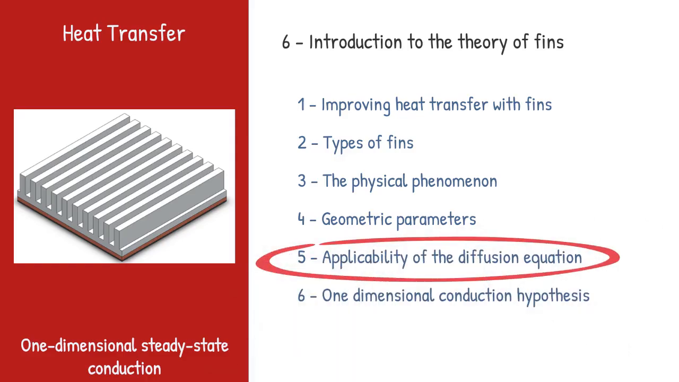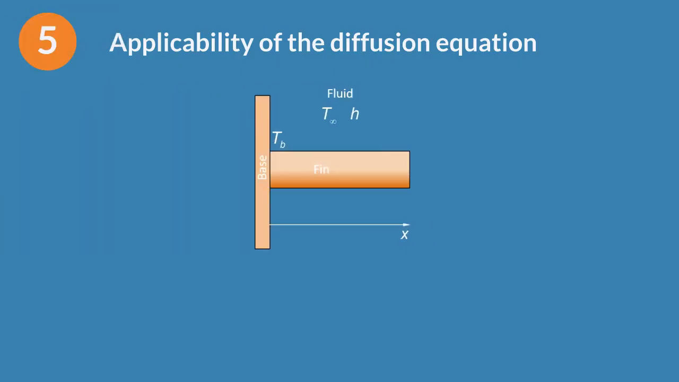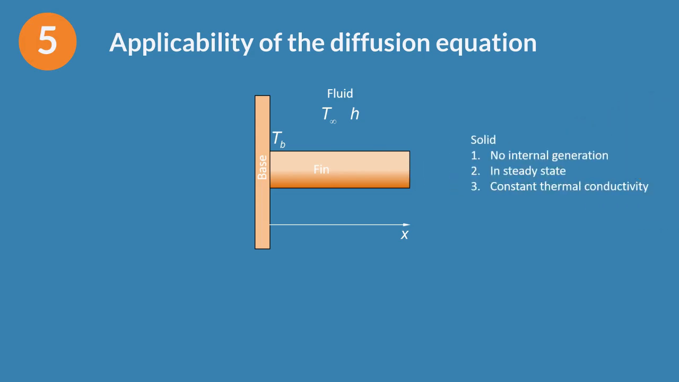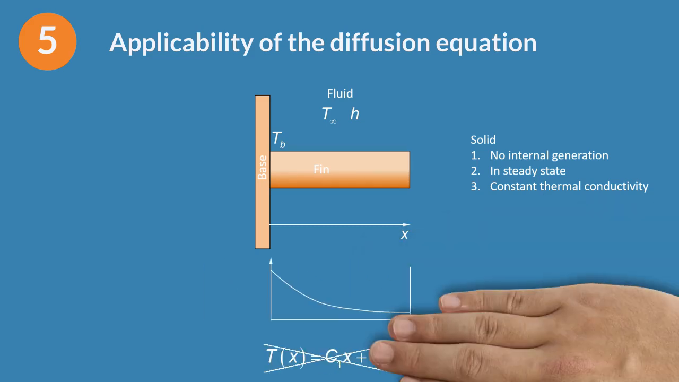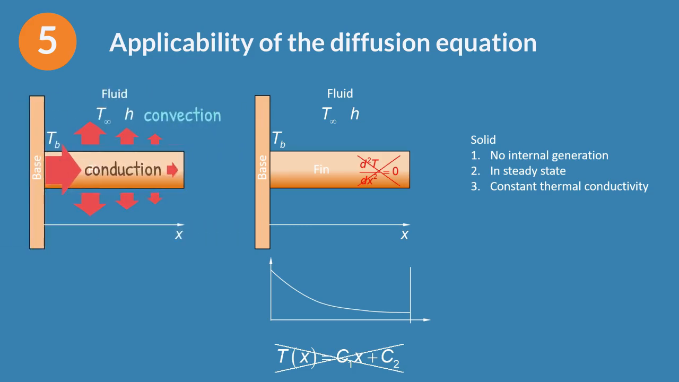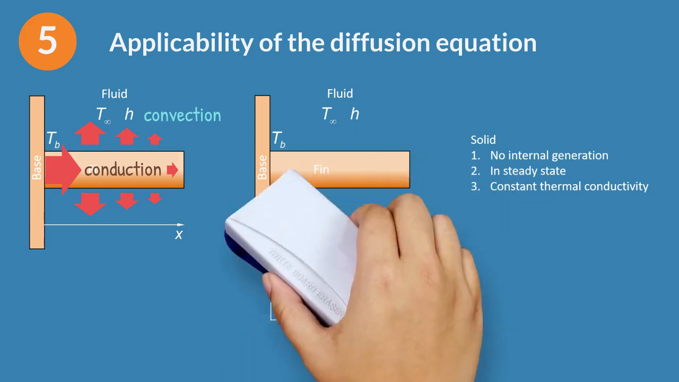Can the diffusion equation be used to calculate the temperature distribution of a fin? A fin is a solid without internal heat generation that we will consider in a steady state and with uniform and constant thermal conductivity. However, its temperature profile is not a straight line. This is because the diffusion equation, which is applicable inside solids, cannot be applied in extended surfaces. The Laplace equation is not applicable because in an extended surface, there is convection with the surrounding fluid in parallel with conduction across the solid.